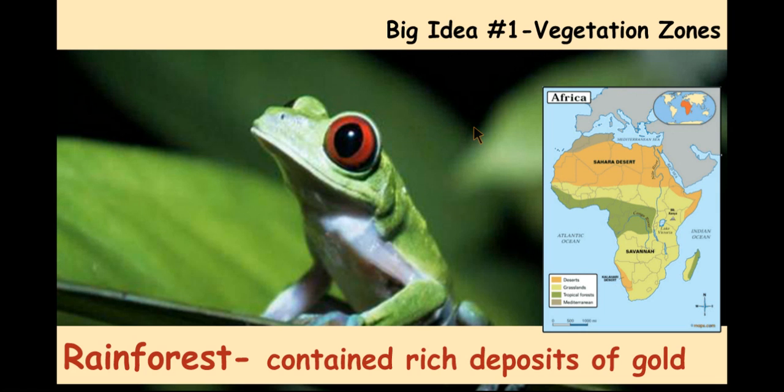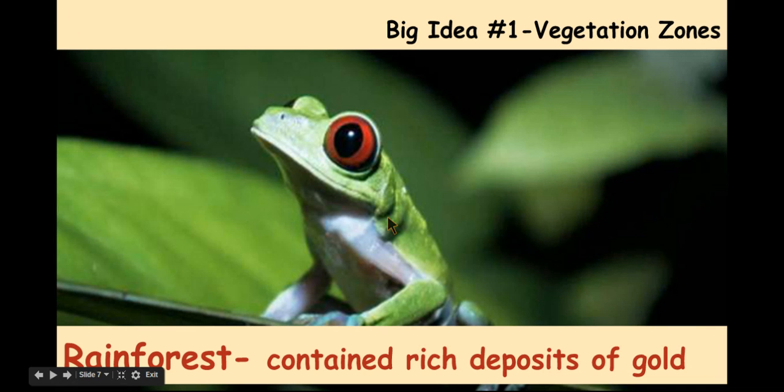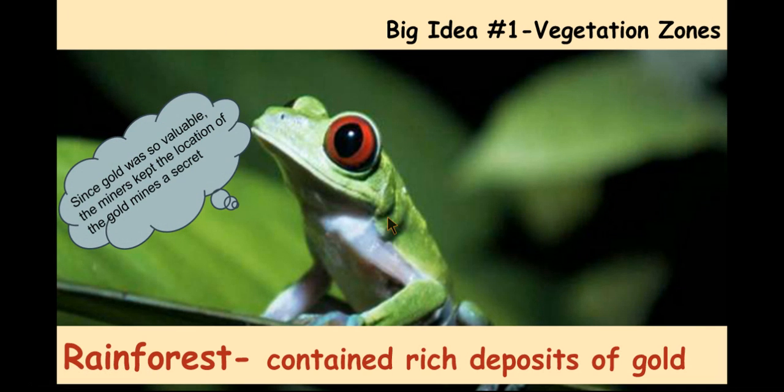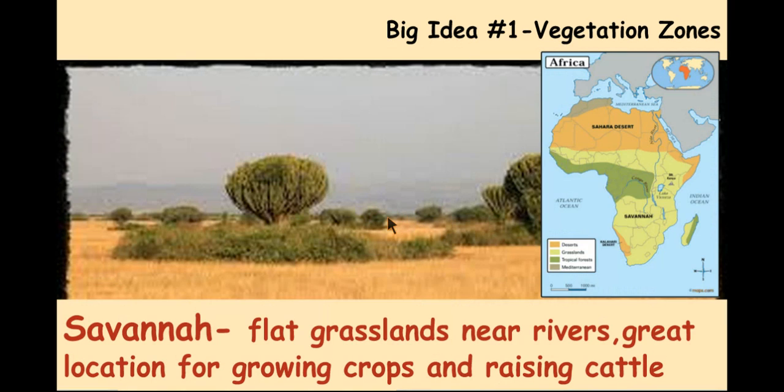Now, the other vegetation zone, the rainforest, that's the dark green area. This vegetation zone, besides having a lot of plants and animals that we know in the rainforest, is also known for having rich deposits of gold. And in fact, since gold was so valuable, the miners kept the location of the gold mines a secret. And this is a very smart move on their part, and we'll talk about that a little later on.